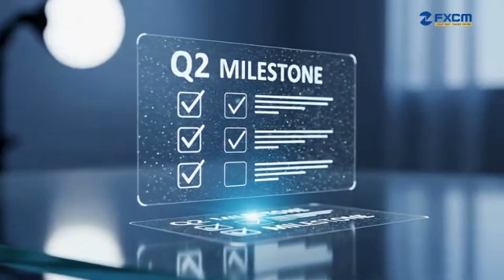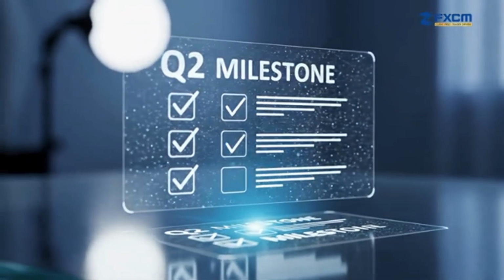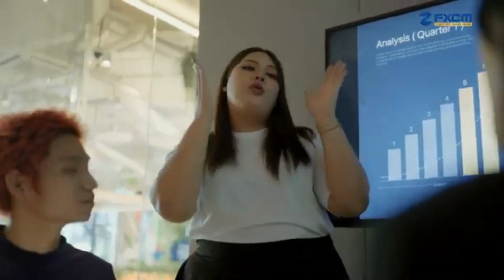Assess market conditions. Was it a trending or ranging quarter? Did your strategy fit the environment? This tells you if you need to adapt your approach.